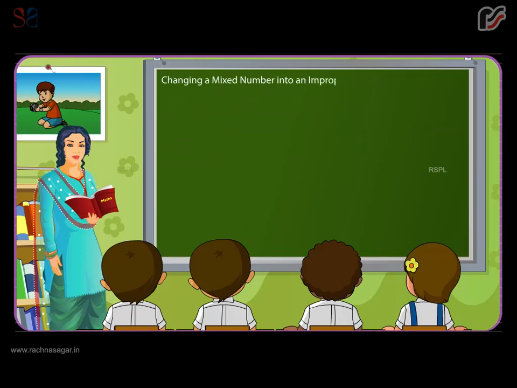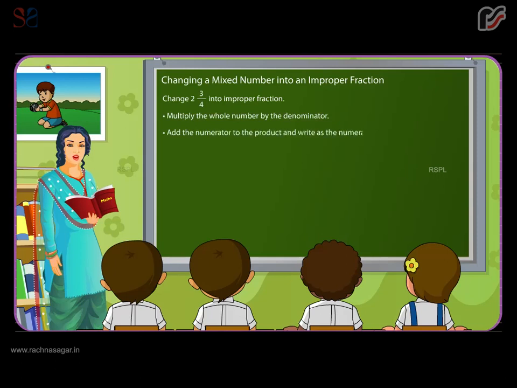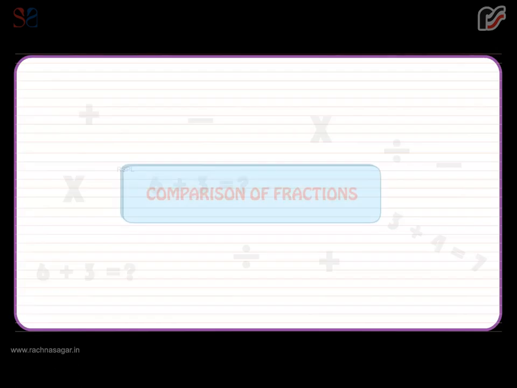Changing a mixed number into an improper fraction. Change 2 3 by 4 into an improper fraction. Multiply the whole number by the denominator. Add the numerator to the product and write it as the numerator. Write the denominator as it is. So, the answer will be 11 by 4.